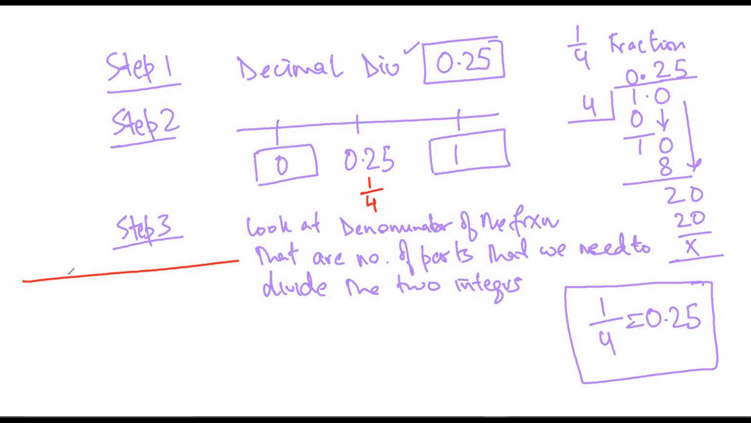Now 0 and 1 need to be divided into how many parts? 4 parts. So this is 1, 2, 3, and this is the fourth part. We have 4 parts, and 1 by 4 would be equal to the first part. Mr. Sarthak, have you understood? Yes, sir.